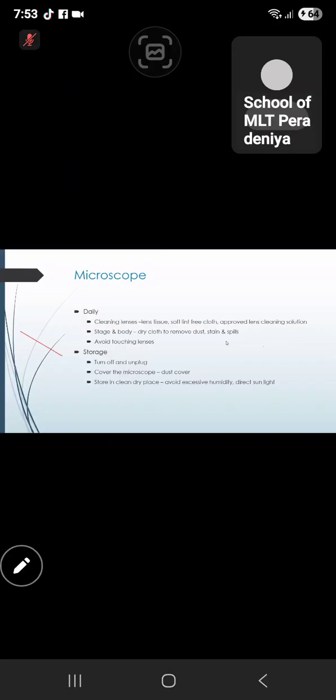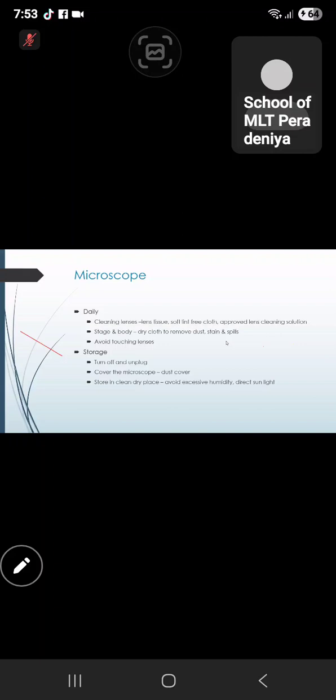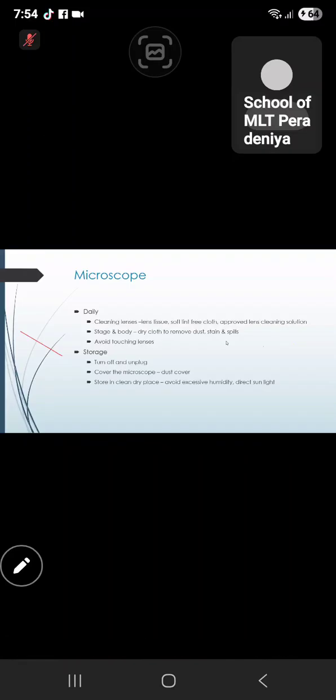And when we are storing the microscope, we normally turn off the microscope. We have to do that, but we are not removing the plug, right? We have to remove the plug to protect the microscope from environmental factors. And we discussed, you have told, the dust cover, we have to protect from dust. And the place: we have to store it in a place that avoids direct sunlight as well as excessive humidity, right?